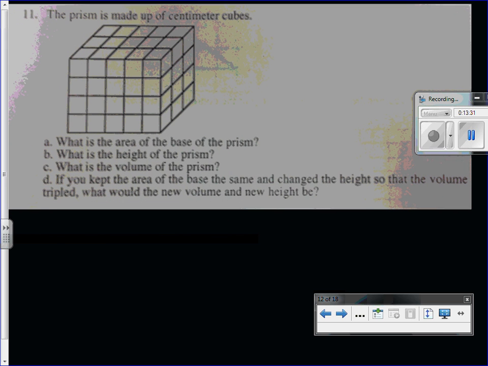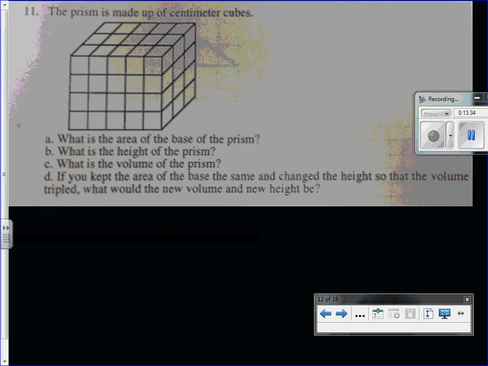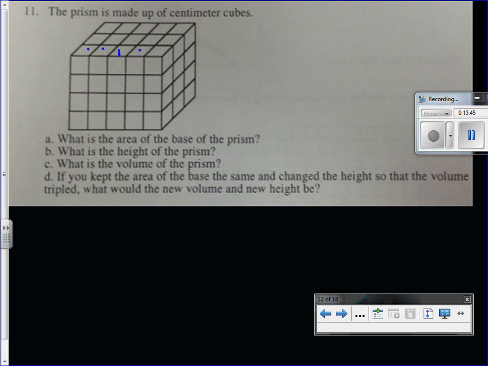Volume. Love volume. What is the area of the base? Well, I can't see the base, but I can see the top of the shape, which is the same as the base. Okay. So there's a couple ways to do it. I can count it if I want. 1, 2, 3, 4, 5, 6, 7, 8, 9, 10, 11, 12, 13, 14, 15. 15 could be my base. You could also do it this way. What do we have? 1, 2, 3, 4, 5. We have a 5 here. 1, 2, 3. We have a 3 here. 5 times 3 also equals 15. So what is the area of my base? I have 15, and you have to label it correctly.